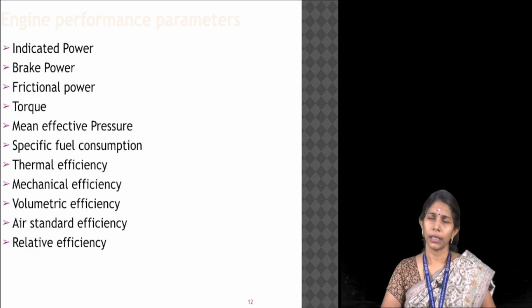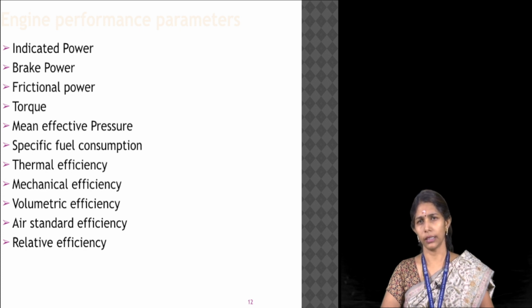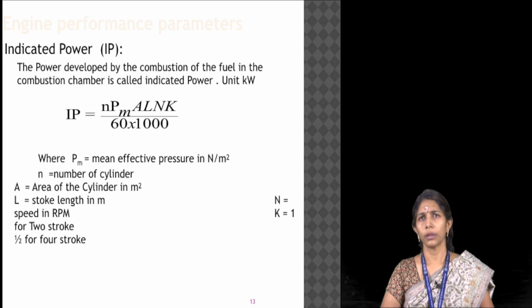There are many parameters to evaluate engine performance. To begin with: indicated power, brake power, frictional power, torque, mean effective pressure, specific fuel consumption, thermal efficiency, mechanical efficiency, volumetric efficiency, and air standard efficiency. We'll see them one by one. The first one is indicated power.